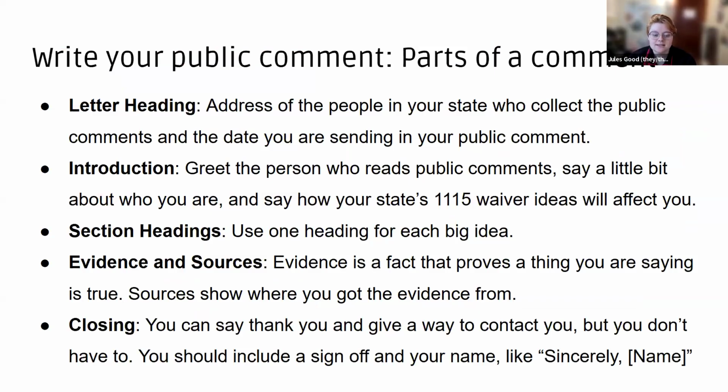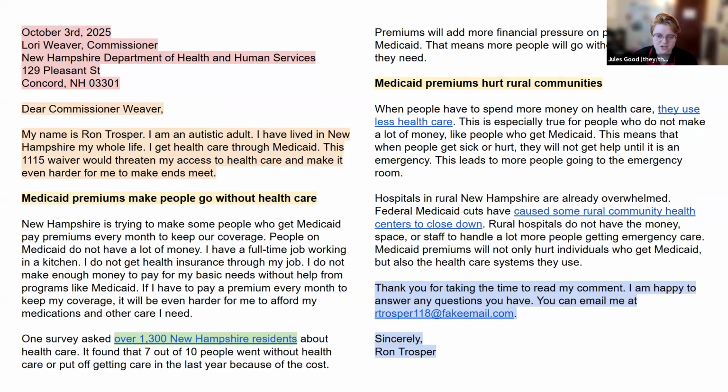Next is section headings. Section headings are just a way for us to organize our ideas. We want to make it as easy as possible for people reading comments to be able to find the most important points of what we're saying, or if they're going back and rereading a comment, to find the information that they're looking for. These section headings are highlighted in yellow here. In the section where we're talking about Medicaid premiums making people go without healthcare, we have a heading that says Medicaid premiums make people go without healthcare. And then in this section over here, we're talking about rural communities. We have a section header that says Medicaid premiums hurt rural communities. So just a way to organize the info.